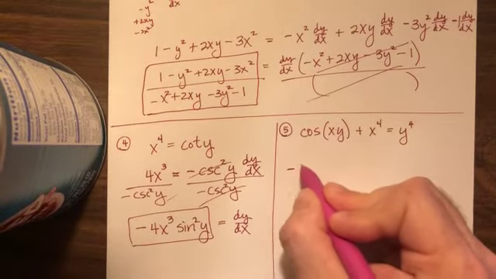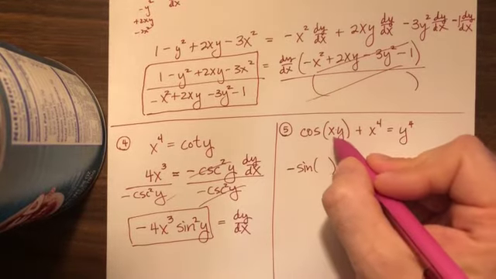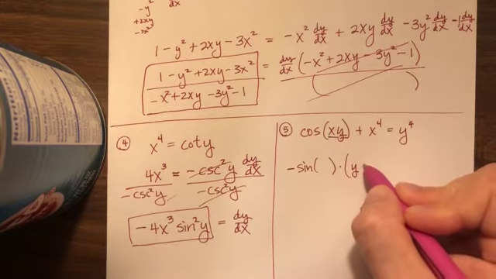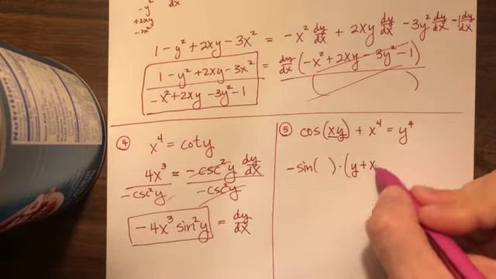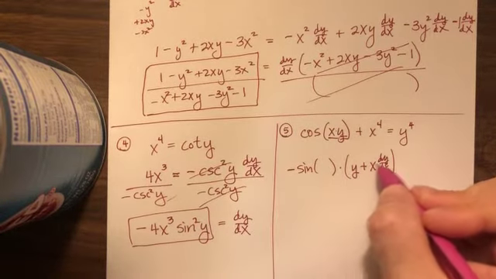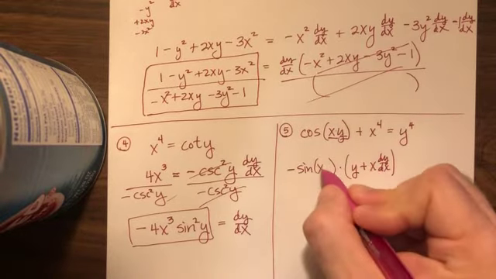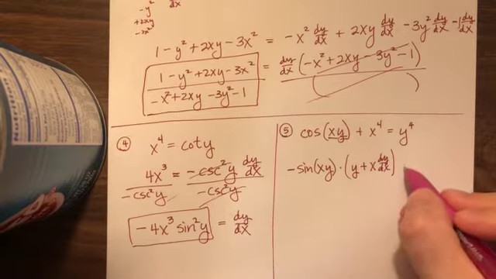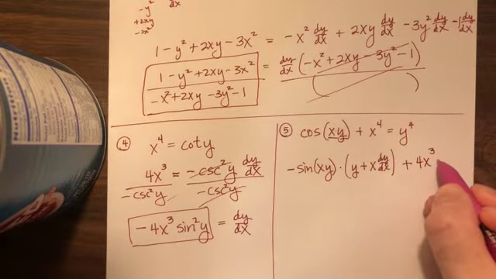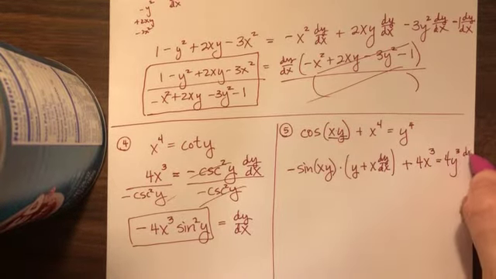Outside derivative is negative sine, parentheses, times the inside derivative, which is product rule. So derivative is 1 times y plus x times the derivative of y, which is dy/dx. So 1 times y plus x times dy/dx. And then we're going to throw xy back in here. Okay? And then derivative of x to the fourth is 4x to the third, equals the derivative of y to the fourth, which is 4y to the third, but don't forget you have a dy/dx there.